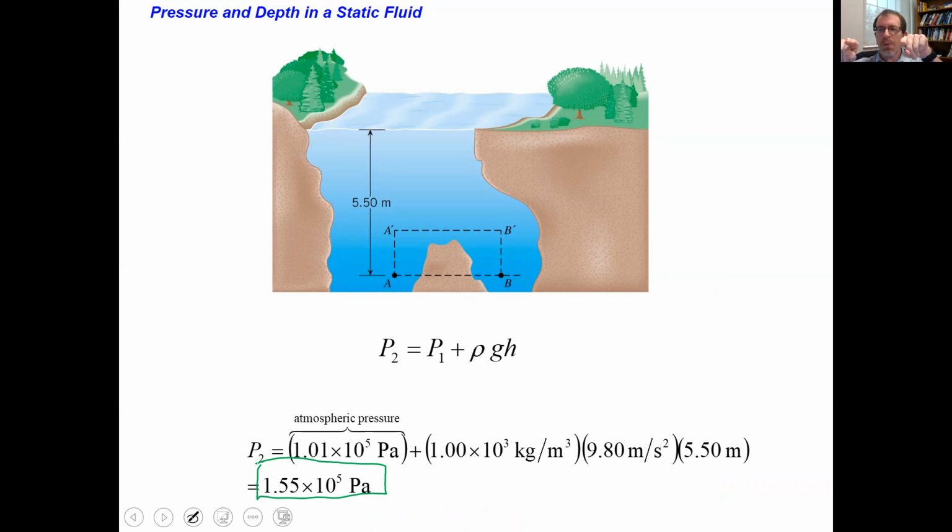If I've got points that are at the same height, and there was a pressure difference from here to there, then some of the water would flow over that way until the pressure equilibrated. So the pressure at any height is going to be the same. So at both A and B, it's 1.55 times 10 to the 5th pascals. In this case, that's roughly 1.5 times atmospheric pressure. And again, this is why when we dive down, we get that pressure buildup on our eardrums.